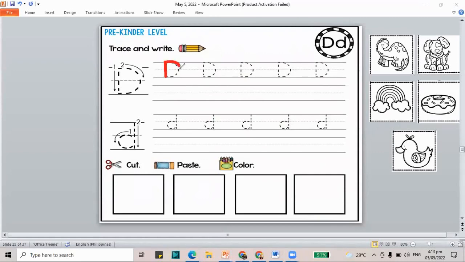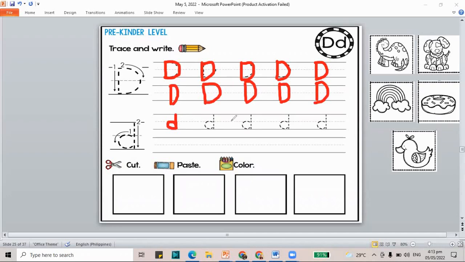After C is the letter D. Line down, a half circle on the side, capital letter D. Lowercase d, line down, add a donut to the side. When you write your letters, always start from the top.